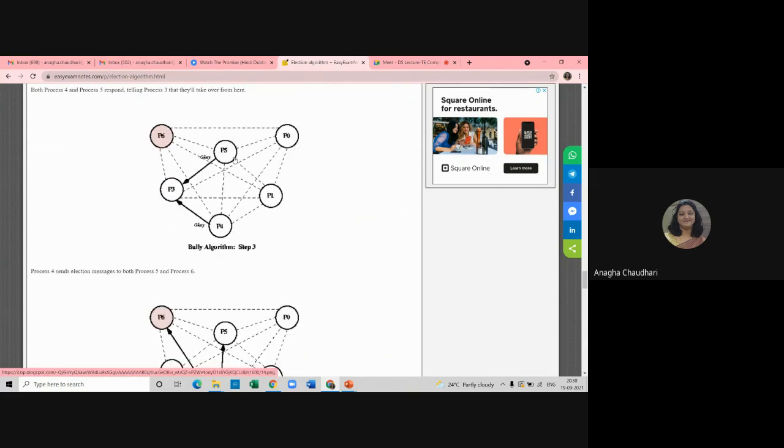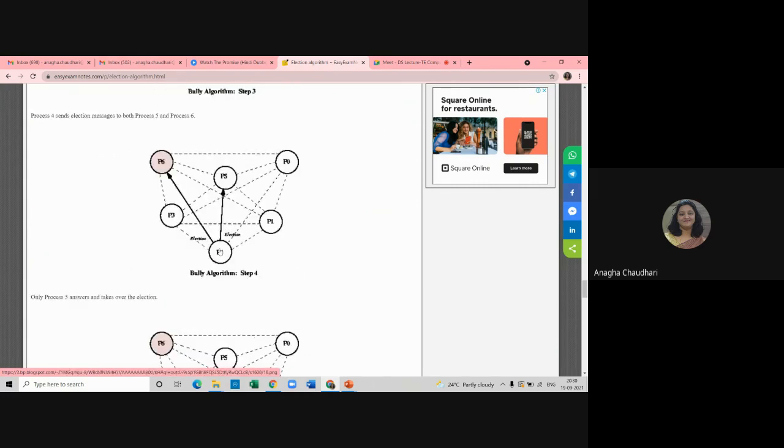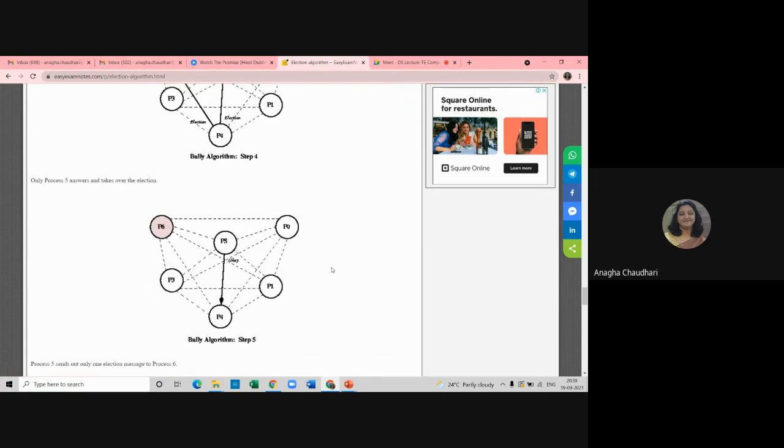So obviously 4 will start the election. As 4 starts the election, 4 will send the message to P5 and P6, whose ID numbers are greater than its own. Again, P6 will not respond because it is still in failure mode. So P5 will make P4 the bully and kill or crash it. Or rather not crash, keep it aside, and now only P5 is left.